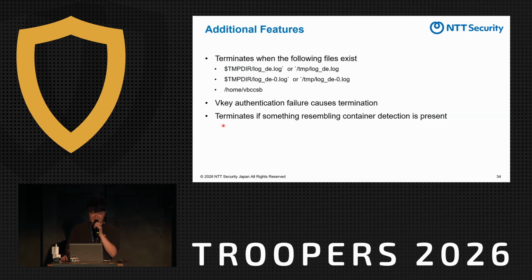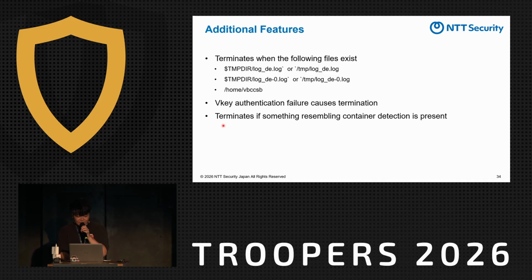And this slide explains other behavioral characteristics of VShell. First, VShell has a feature where it automatically terminates execution if certain files are present. Specifically, it checks for files such as /tmp/logd.log and /tmp/logd-0.log, as well as specific paths like /home/VBC/CSV, and terminates if they exist. These checks are likely mechanisms for environment detection or preventing multiple instances from running.